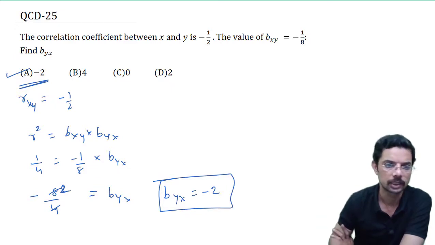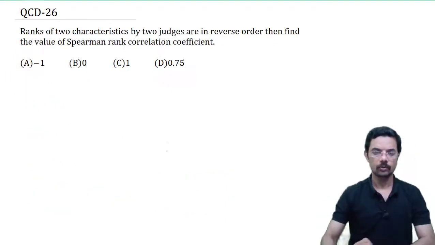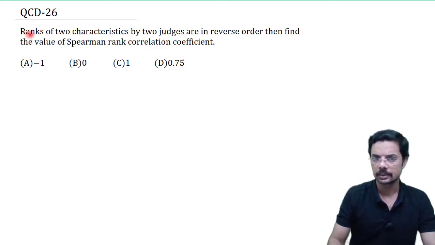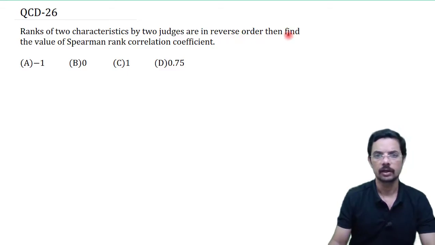Okay, let us move on to the next question, question number 26. In question number 26, what we have here is the ranks of two characteristics by two judges are in reverse order. Then find the value of Spearman's rank correlation coefficient.